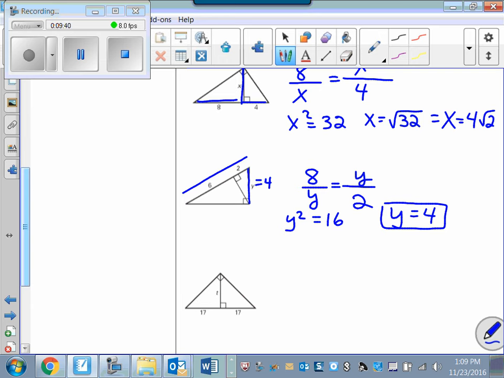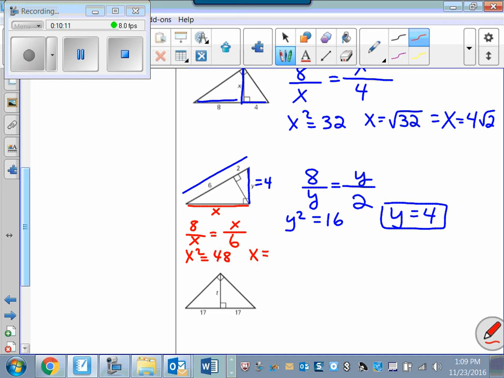Could I find the length of this leg? What if I wanted to find the length of this leg? I could. Well, I could use the Pythagorean theorem, but let's say I don't want to do that. I want to do it by proportions. Let's call this leg x. What do I know about it? I know that it's the geometric mean of the total hypotenuse and the segment of the hypotenuse that's adjacent to it. So that gives me x squared is 48.